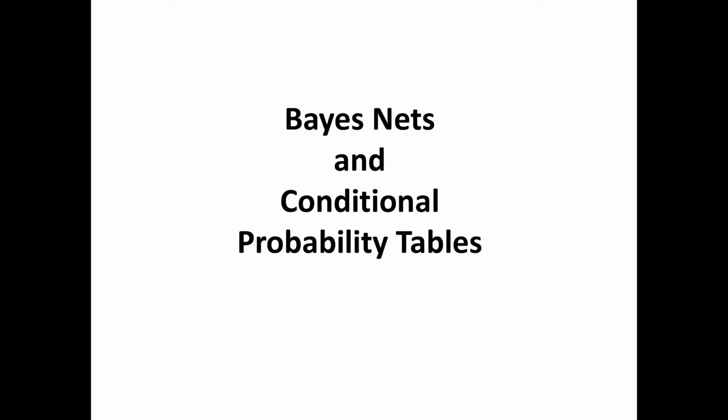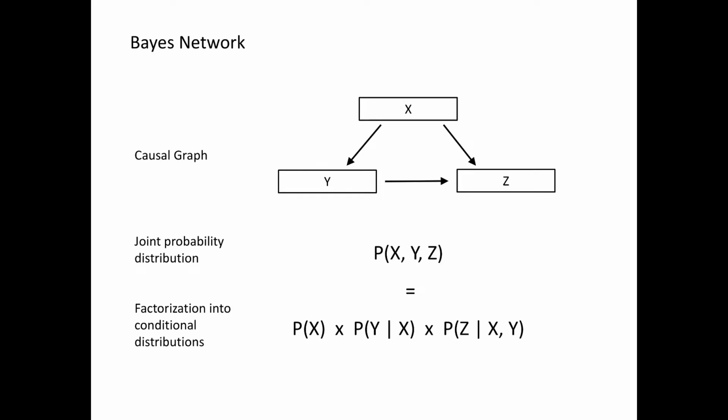Bayes nets and conditional probability tables. In the previous video, we explained how a causal graph represents a Bayes network, in which the joint probability distribution over the variables is factorized into a product of conditional distributions. Here, we will show how to express those conditional distributions as conditional probability tables.